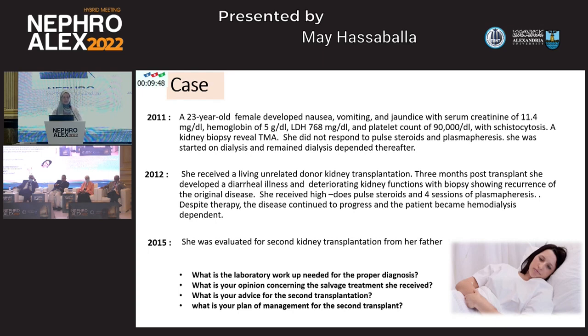Now we go back to our case. So what is the laboratory workup needed for the proper diagnosis in this second transplant? Of course, I think we mentioned all that, including the gene study, which is very important. And what is your opinion concerning the salvage treatment that she received? She received 4 sessions of plasmapheresis in the previous transplant. This is not enough, of course, and there is a recommendation for how to use the plasma exchange and when to stop it.